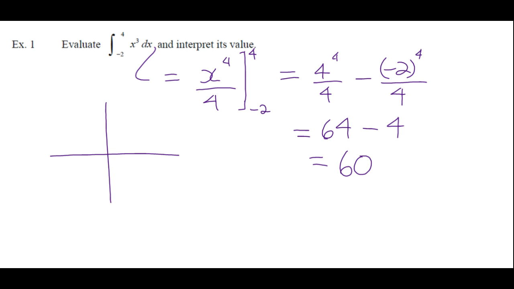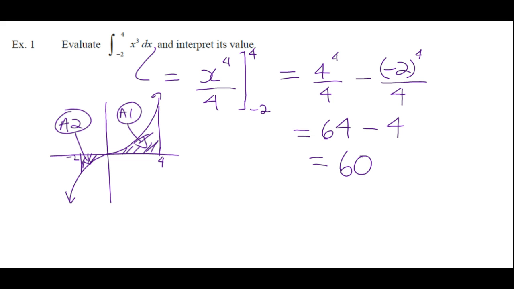So if we think about, well, what does x cubed look like? And it's from negative 2 to 4. So it's the sum of two areas, right? So we have this area here, let's call that A1. We have this area here, and let's call that A2. And so what this says is that A1 minus A2 is equal to 60, right? Because this is a negative area, because it's below the axis. So that's what's going on here.